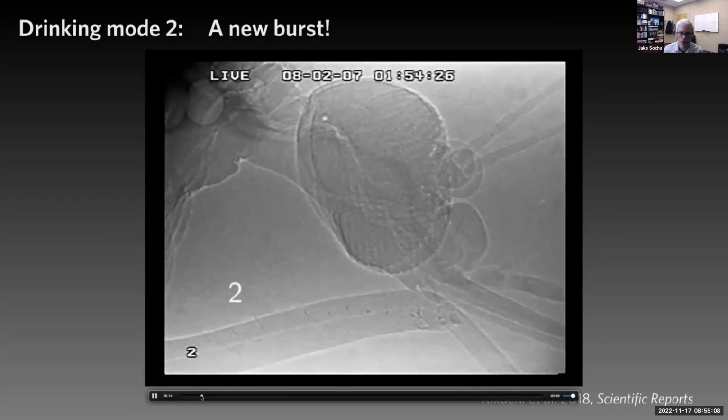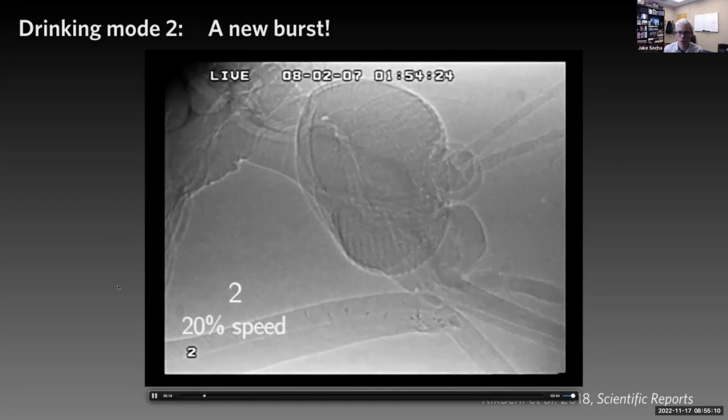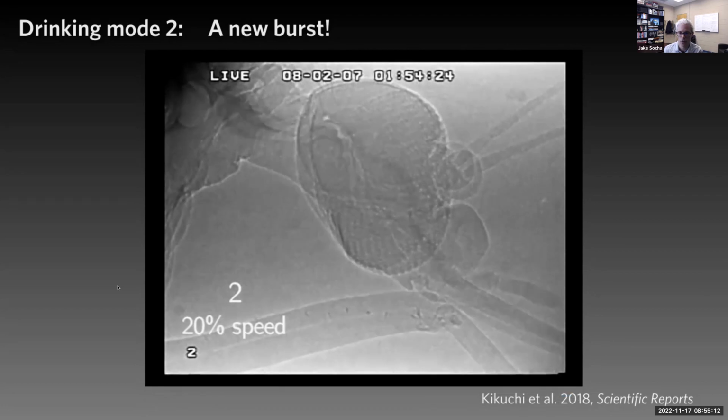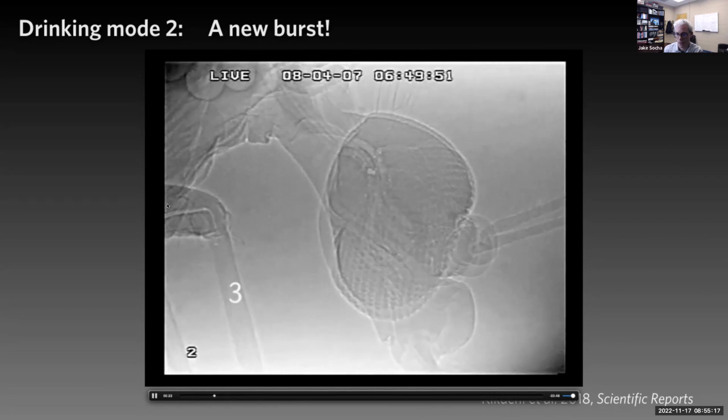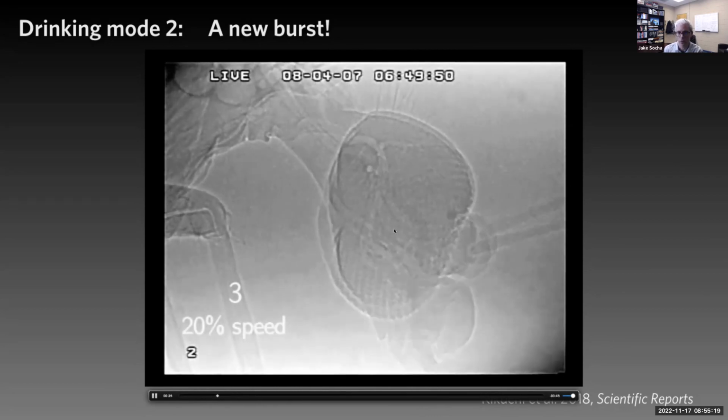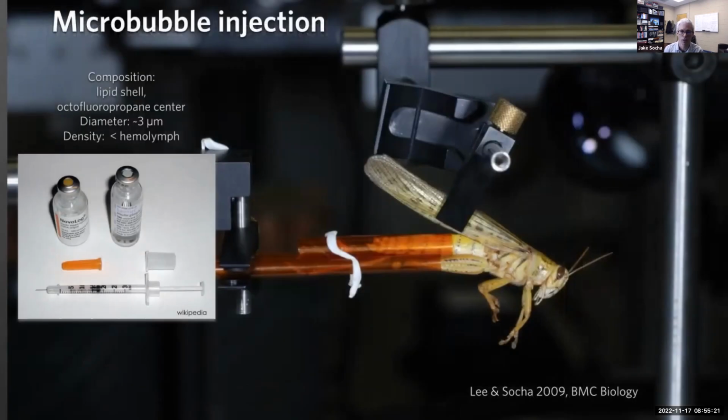And this is a bit more interesting, where we discovered a mode of drinking where you get this very big bolus that's created in the secondary pump there. And again, without that, you can't really see the pumps.